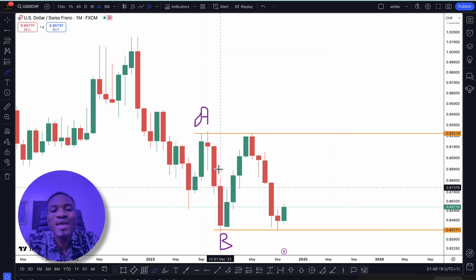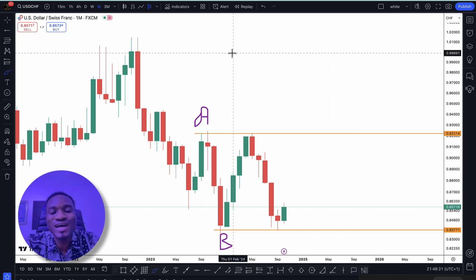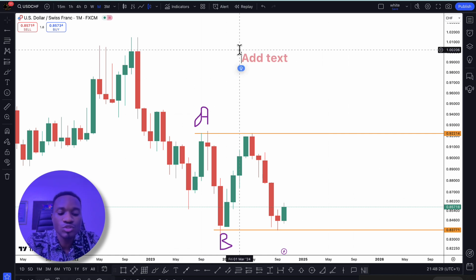Any trend within the 3-month calendar is regarded as a short-term trend. We have the short-term trend. That is what we call trend movement within the 3-month cycles.